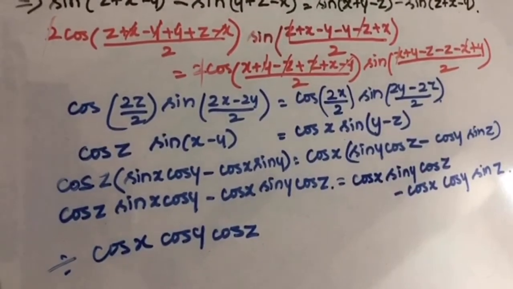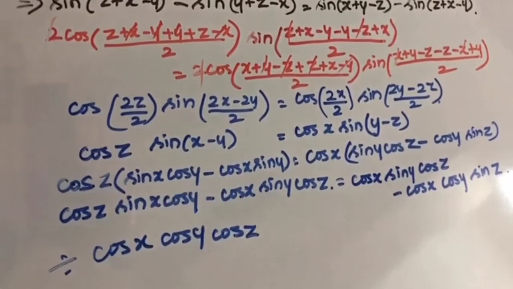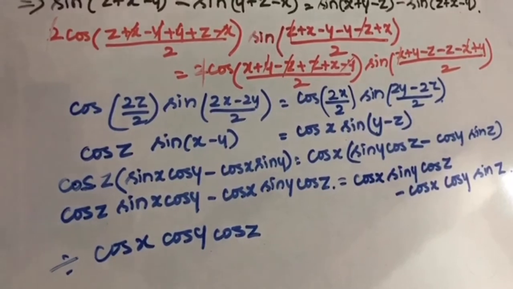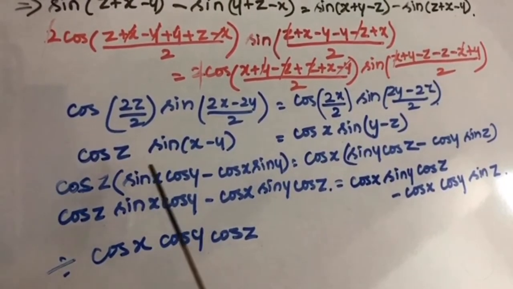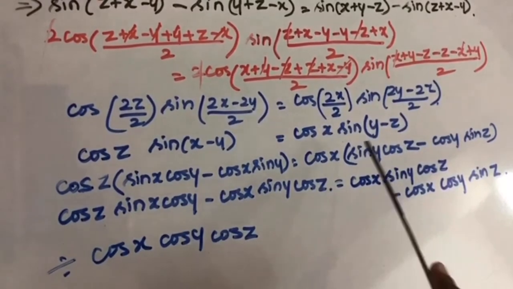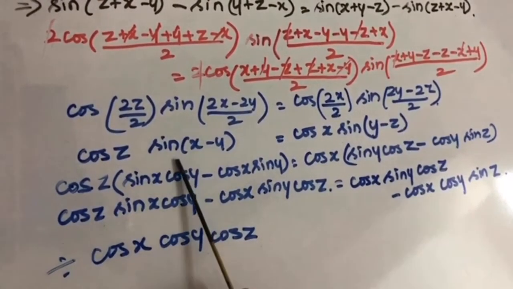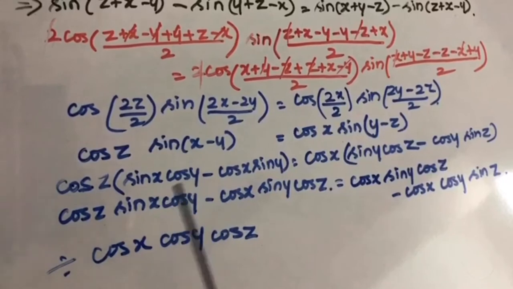Now here we are going to apply the formula for sin(x minus y), that is sin(a minus b), which is sin a cos b minus cos a sin b. So for this sin(x minus y) and sin(y minus z), we are applying the sin(a minus b) formula.